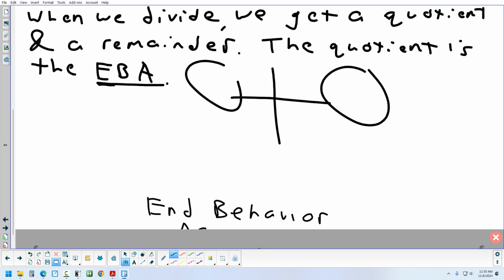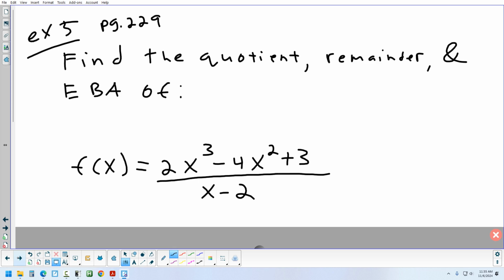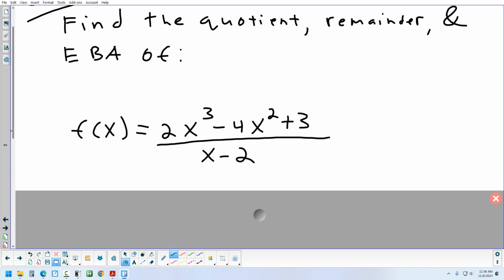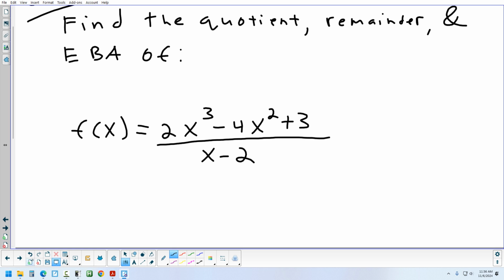And sometimes when you have a function, it's kind of hard to predict what's happening on the ends because there's a lot going on. Right? You got a trinomial that's cubic in the top. You got a linear binomial in the bottom. There's a lot there. So can we simplify that and make it easier to see what's going on at the ends of the function? That's what we want to do. Okay, so let's see if we can find the quotient, the remainder, and the EBA. First of all, to find those, we need to do the division. Is this a problem we could use synthetic division for?